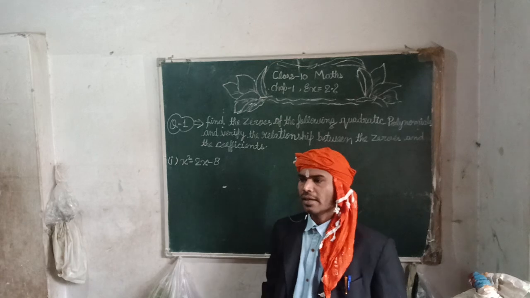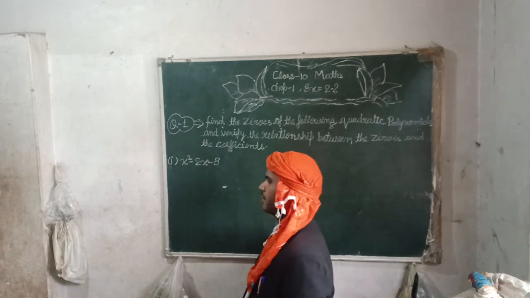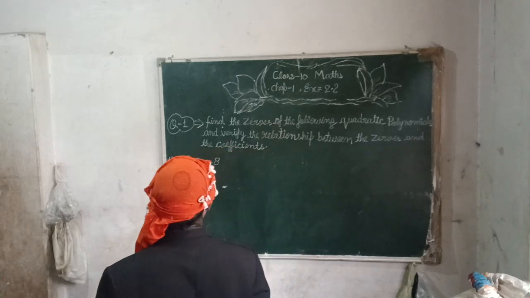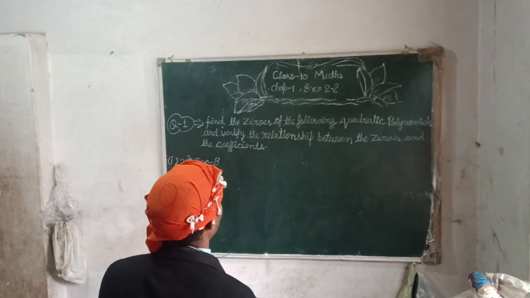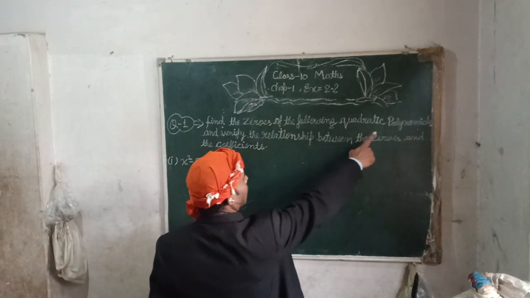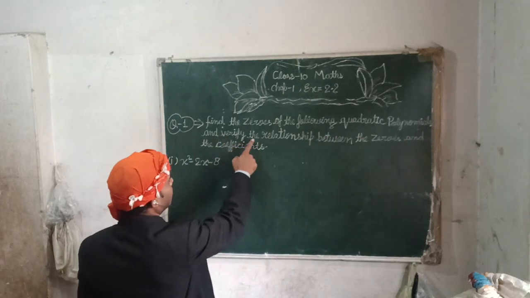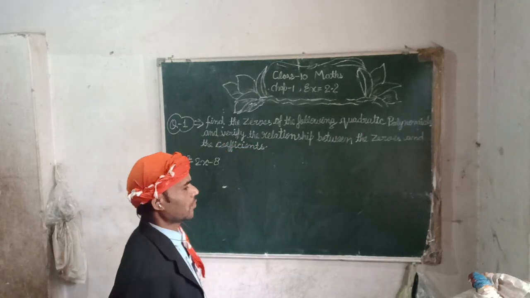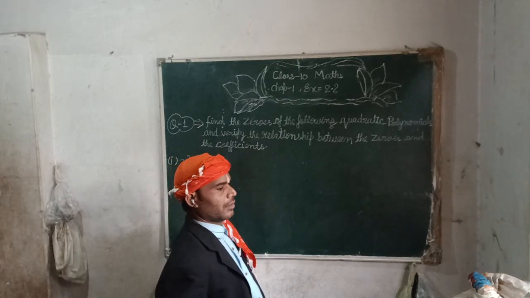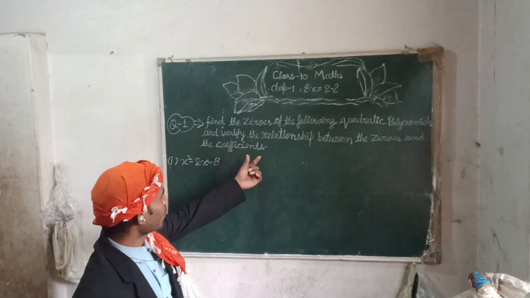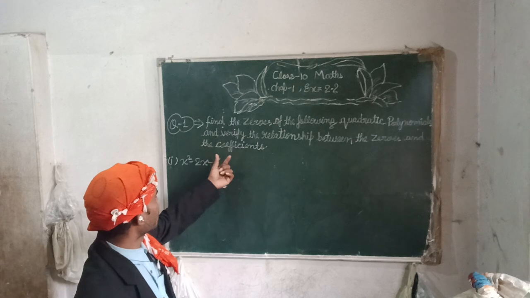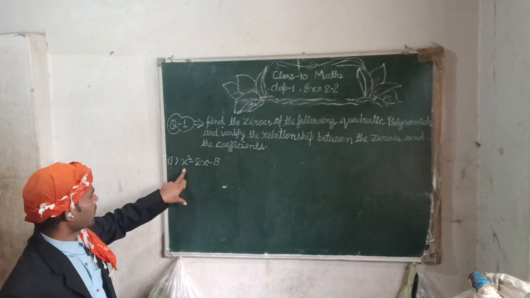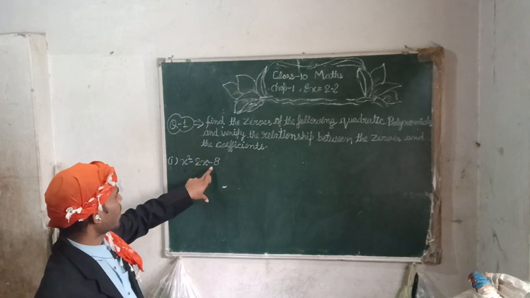This is class 10, chapter 2, exercise 2.1. What does this question say? Find the zeros of the following quadratic polynomials and verify the relationship between the zeros and the coefficients. Okay, my dear students, so here we find the relation between the zeros and the coefficients. The related question given here is x square minus 2x minus 8.